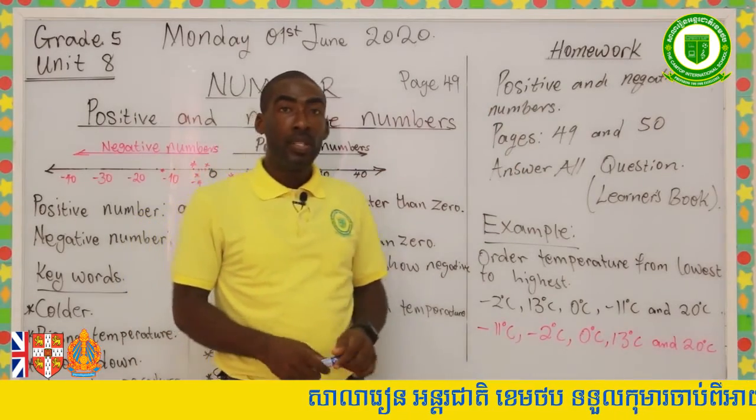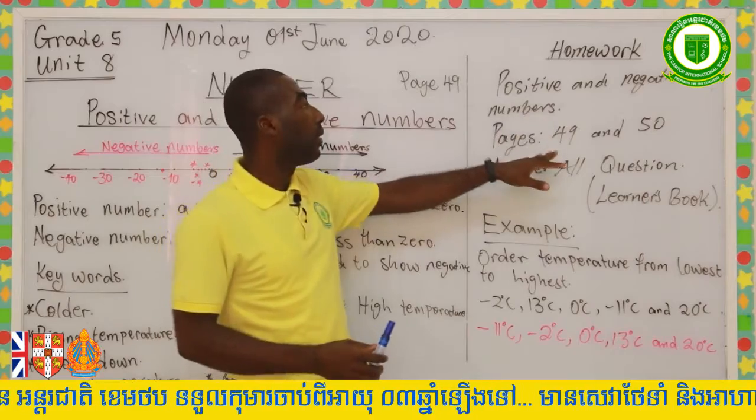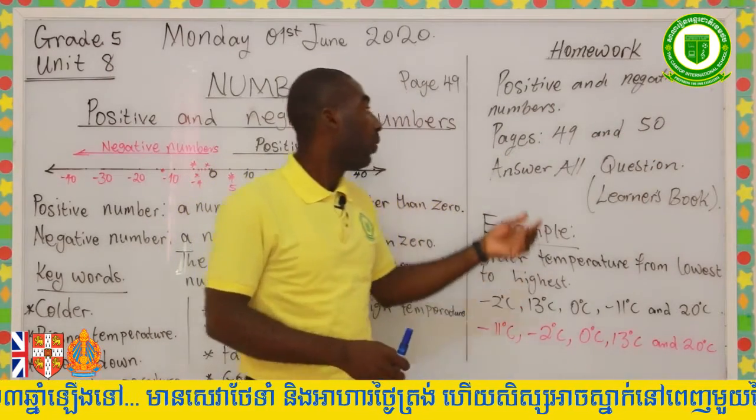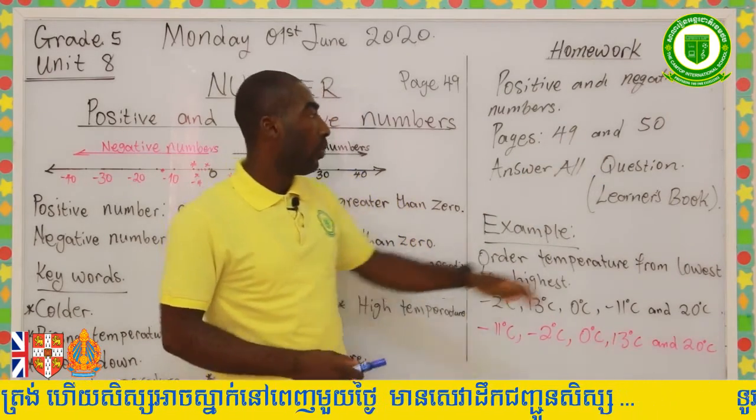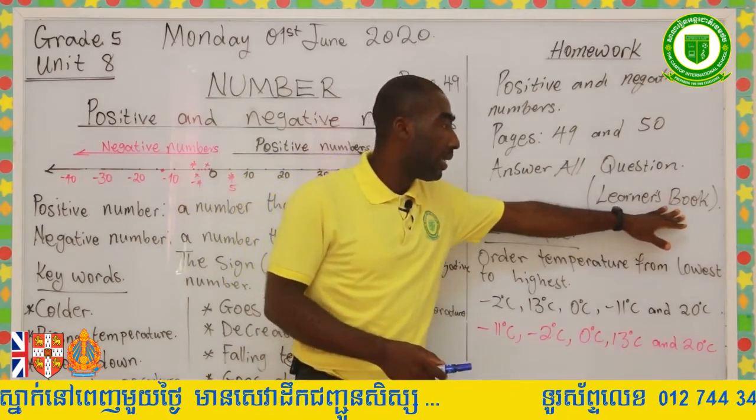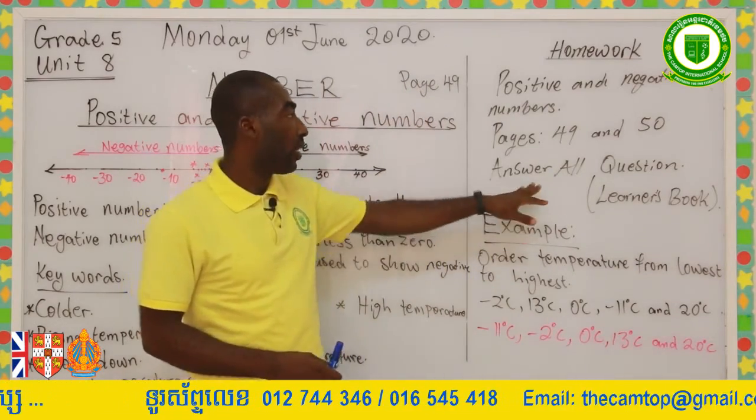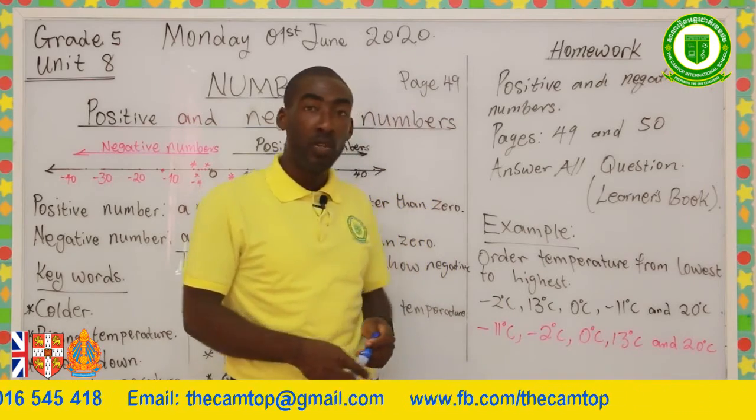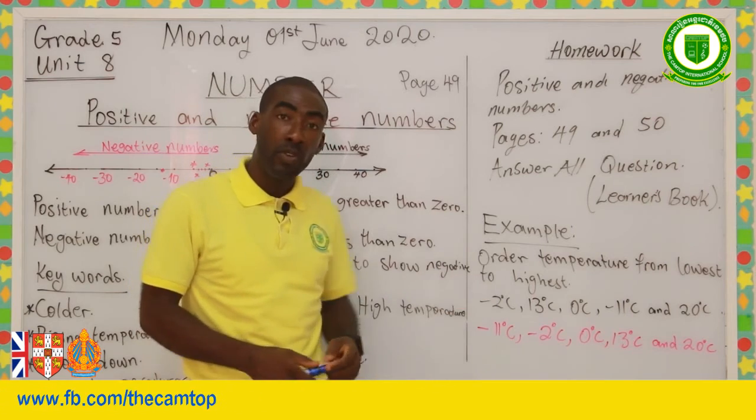We will close today's session with homework on positive and negative numbers. We'll have our homework from pages 49 and 50. We are doing all questions on these two pages. We can find them in the learners book section of the textbook. I hope you can complete this in time before our next week class, so that you can get your 4 points, and I can also have time to check for you.